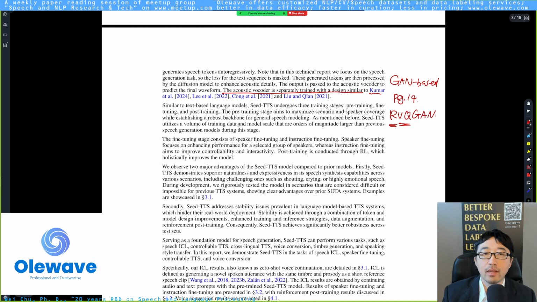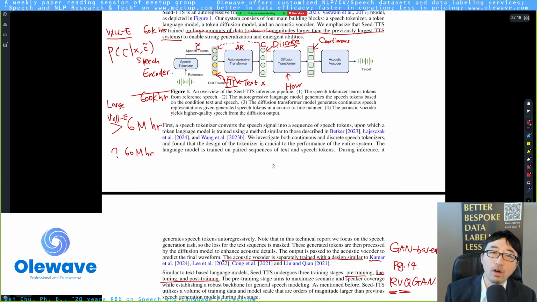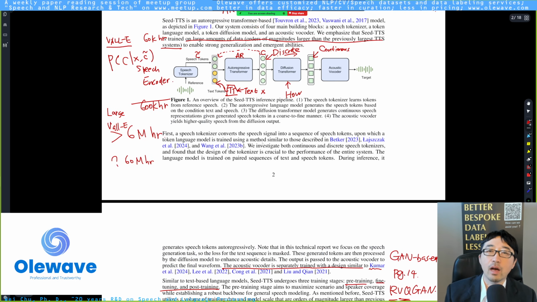Yeah, and they also mentioned that, similar to text-based language models, they also have pre-training, fine-tuning, and post-training. I would say the pre-training is like training the Valley. You have to train the encoder unsupervisedly. Fine-tuning, I think they usually talk about how you train their diffusion transformer. And post-training means they have some instructions, or they have some reinforcement learning procedure. So this is my speculation. They didn't mention how they train this model.